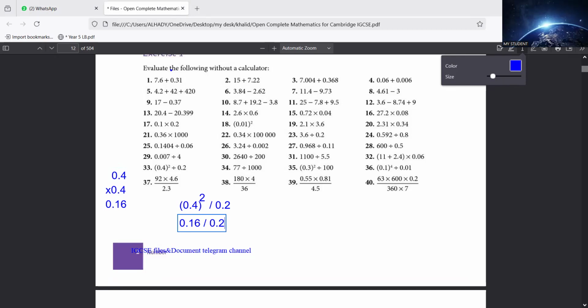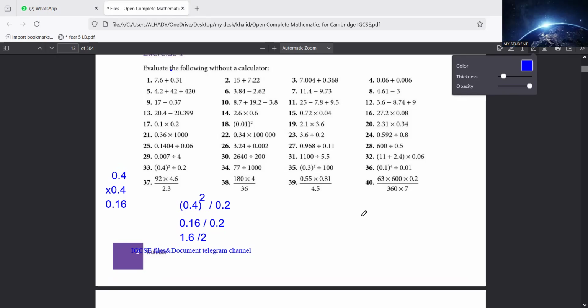Are we clear? Now we jump to the point we have learned before. With the second number here, we don't want it to be a decimal. To not be a decimal, we have only one digit after the decimal point, so we multiply both of them by 10. 0.16 multiplied by 10 is going to be 1.6, and 0.2 multiplied by 10 is going to be 2. Now we have 1.6 divided by 2.